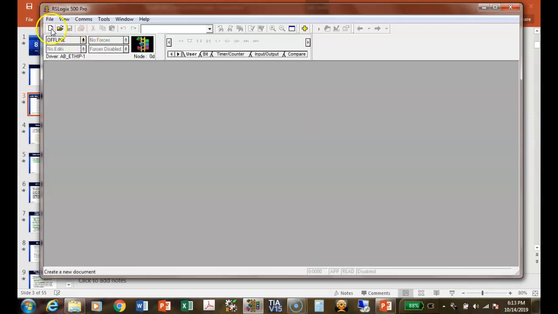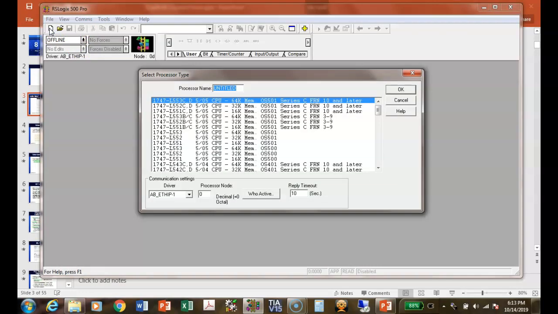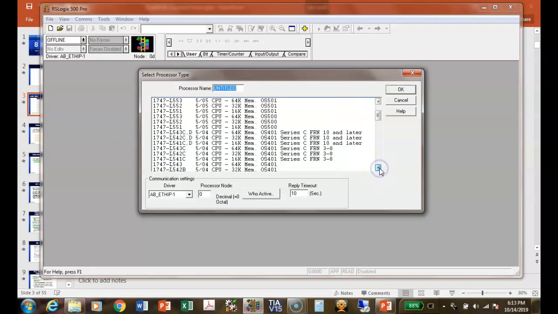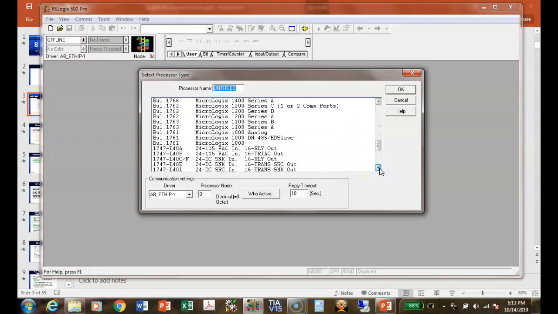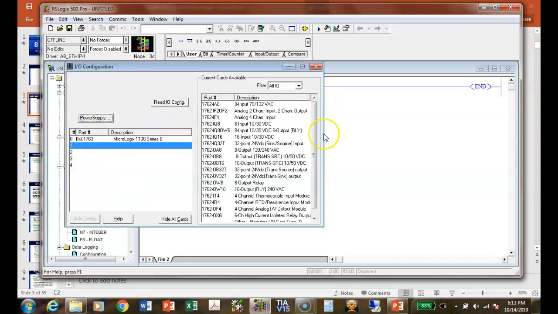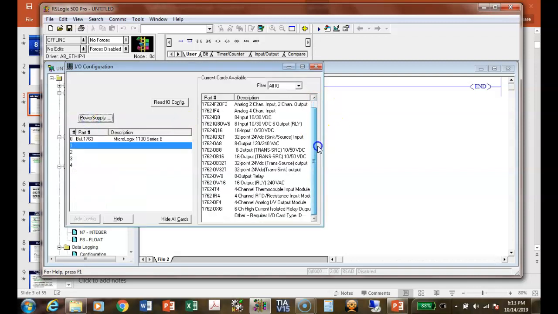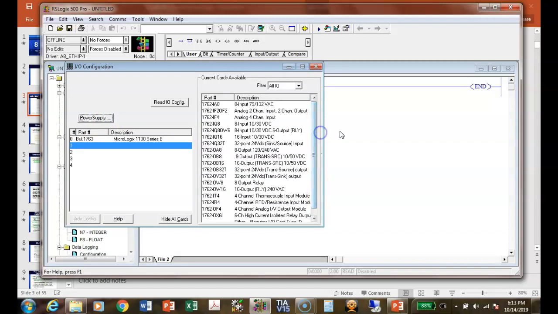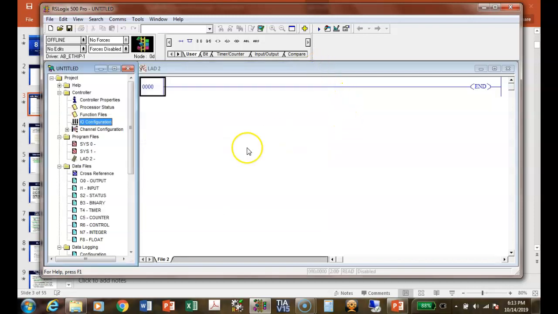So what we do next, we'll go to what? Go to new and select to find our PLC in here, right? And this is the 1100B. Then what would we do if we had any extra modules? We would have to come up to IO configuration right here. And this is where we would actually select the modules that we have. And we don't have any for this PLC, but we have them for this one right here. Okay.